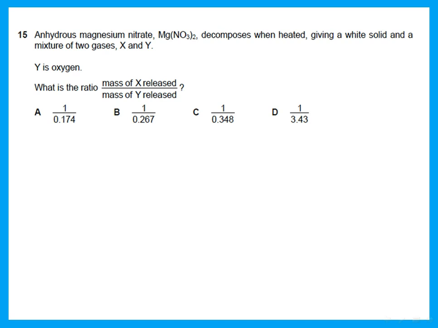Anhydrous magnesium nitrate decomposes when heated, giving a white solid and a mixture of 2 gases, X and Y. Now, you should know that when I have magnesium nitrate and I heat it, it gives magnesium oxide, which is the white solid, and it gives 2 gases, nitrogen dioxide and oxygen. Now, that means that X is referring to the NO2.